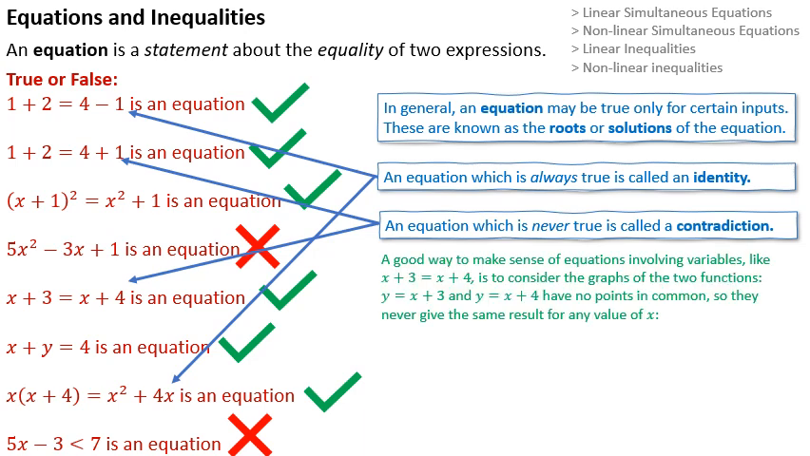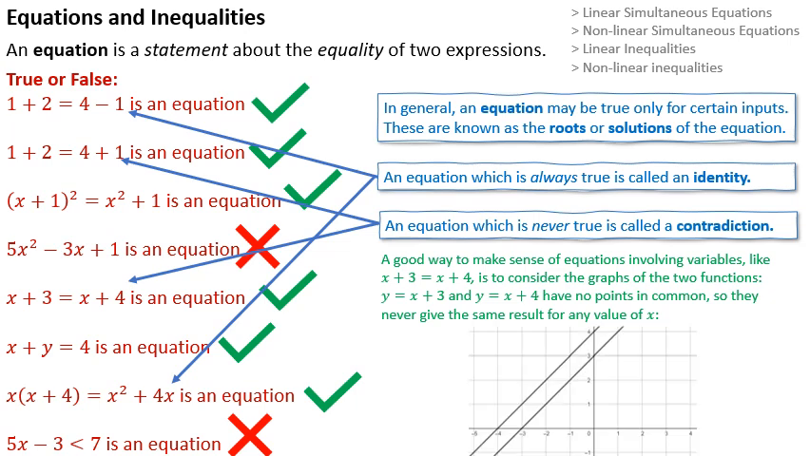Generally speaking, it can be helpful to think of an equation graphically. If you're trying to visualize what it means for an equation to have multiple solutions or no solutions or an infinite number of solutions, we can think of the graphs that correspond to the left-hand side and the right-hand side of your equation. So if you want to make sense of x add 3 equals x add 4, we could draw the graphs of y equals x add 3 and y equals x add 4, and they look like this.